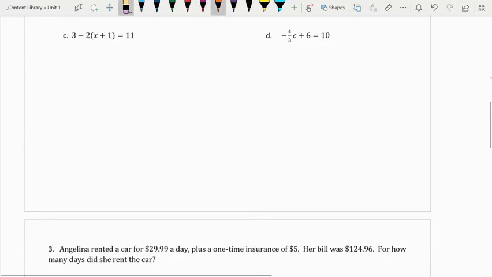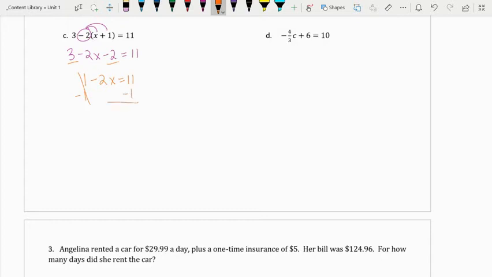Instead of combining them, we are going to distribute the -2. So the 3 kind of just hangs out. Now you have -2x minus 2 equals 11. Combine like terms, 3 minus 2 is 1. We have 1 minus 2x equals 10. Subtract 1 from both sides. -2x equals 10. Divide by -2, and x is -5.